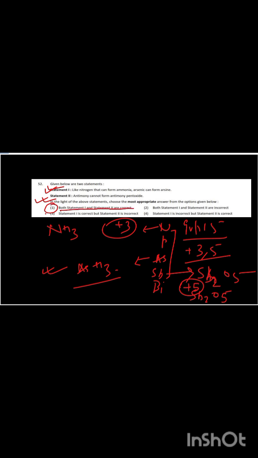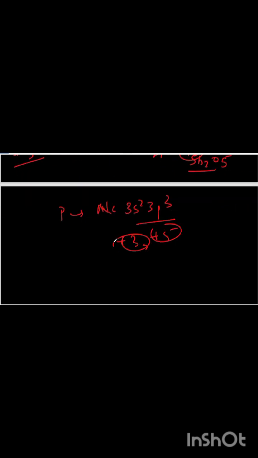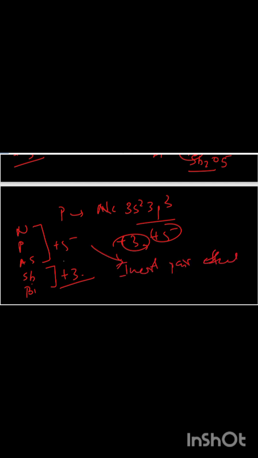Option 1 is correct. Also one more thing is what happens down the group. Nitrogen, phosphorus, arsenic, antimony, bismuth. The lighter ones are stable in the +5 oxidation state. Down the group it comes out to be the +3 oxidation state. This phenomenon of decrease in oxidation state is called the inert pair effect.